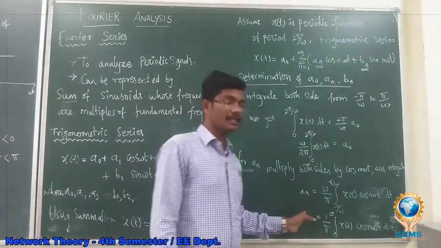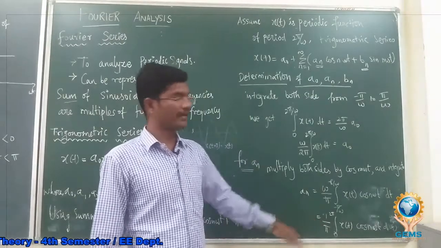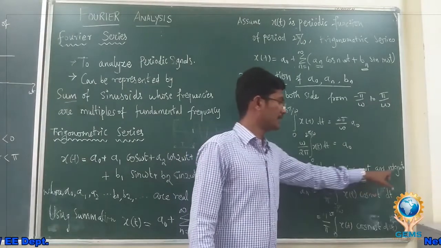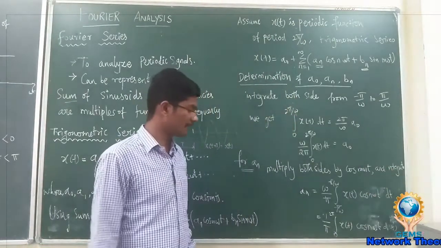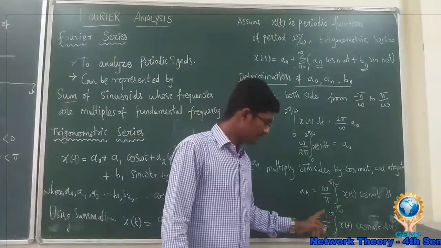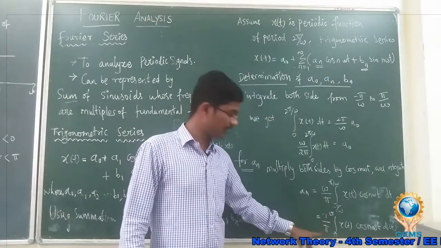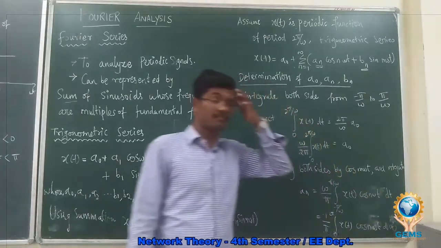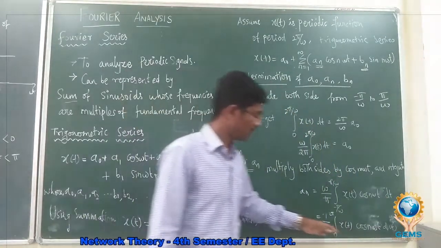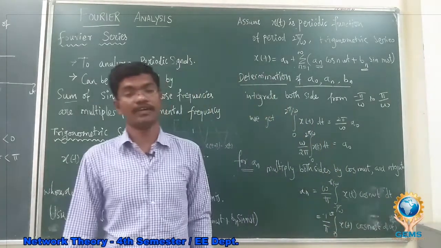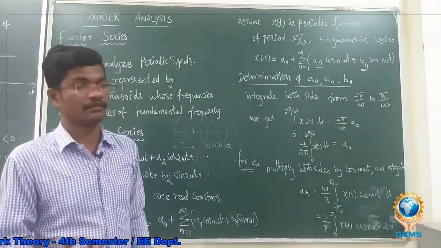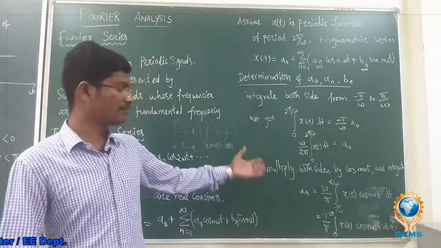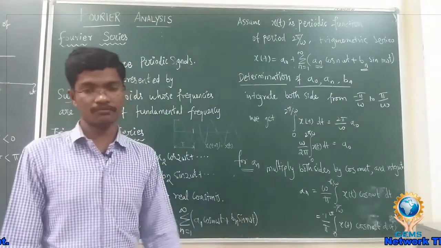It is the same for bn. For finding bn, we will multiply by sin m omega t and then integrate with the same limits. Then we will get 1 by pi times the integral from 0 to 2 pi of x of t sin n omega t d of omega t. So in this way we can find out the values of a0, an, bn. These three values we will find out. Based on this we are going to do some sums also.